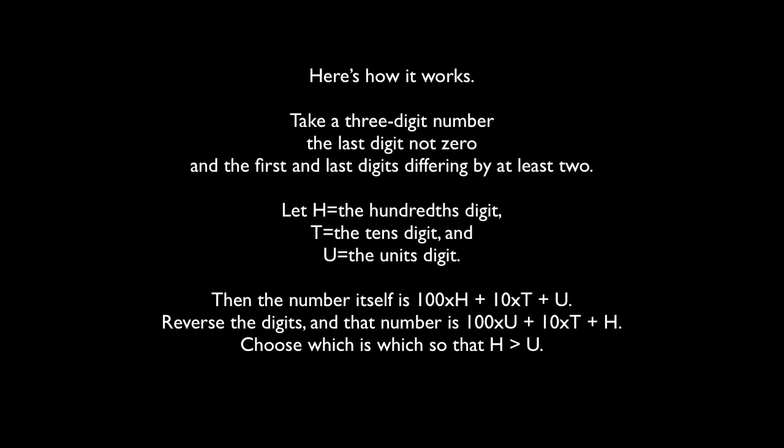Here's how it works. Take a 3-digit number, the last digit not 0, and the first and last digits differing by at least 2. Let h equal the hundreds digit, t equal the tens digit, and u equal the units digit. Then the number itself is 100 times h, plus 10 times t, plus u. Reverse the digits, and that number is 100 times u, plus 10 times t, plus h. Choose which is which, so that h is greater than u.